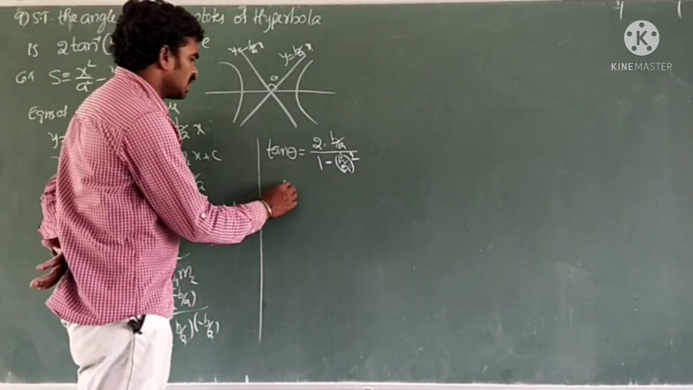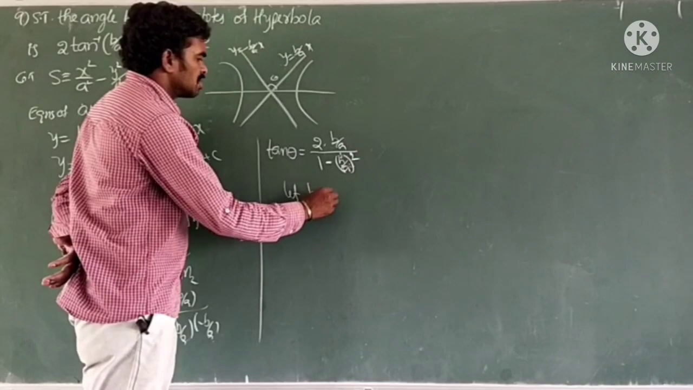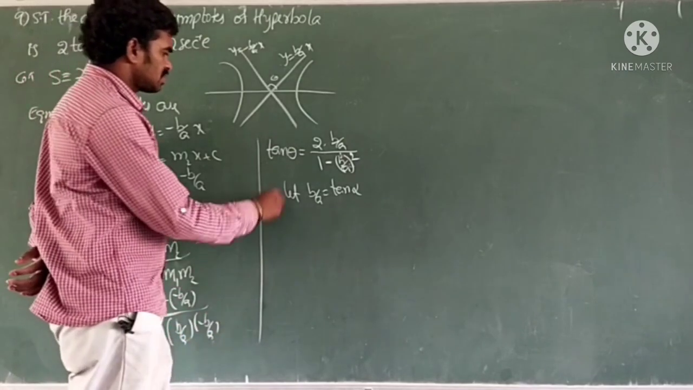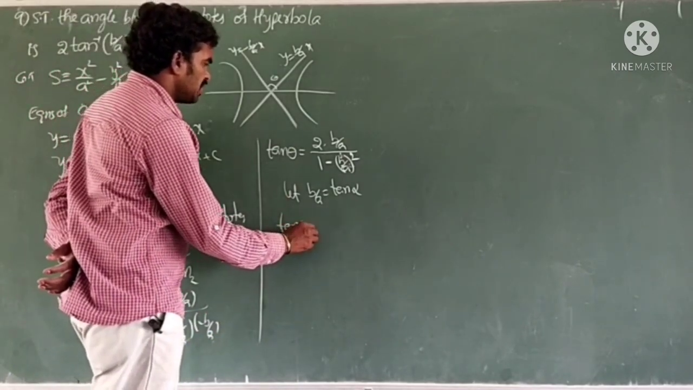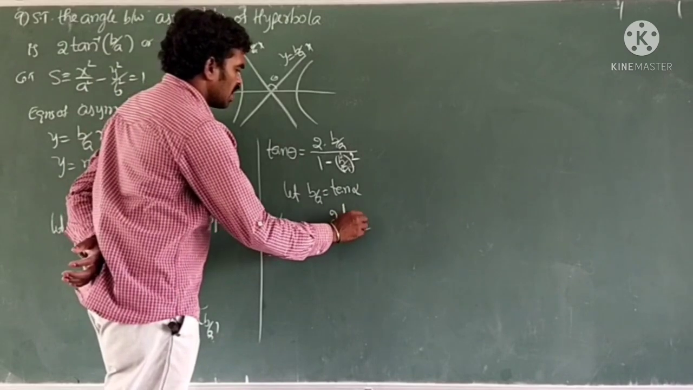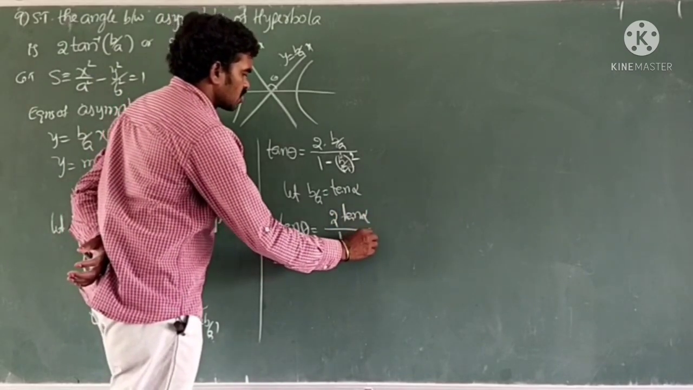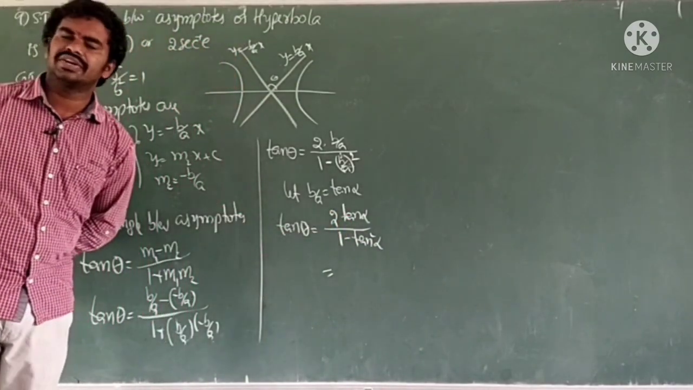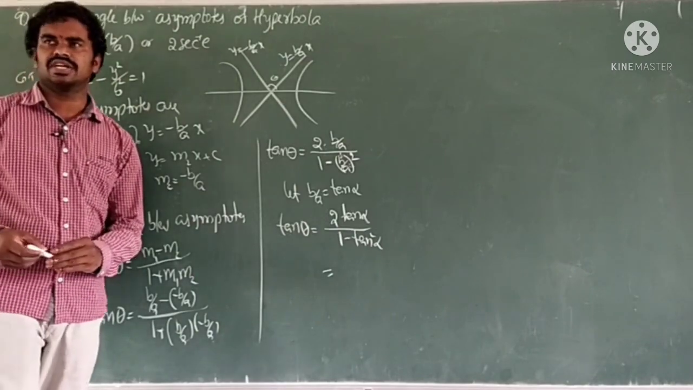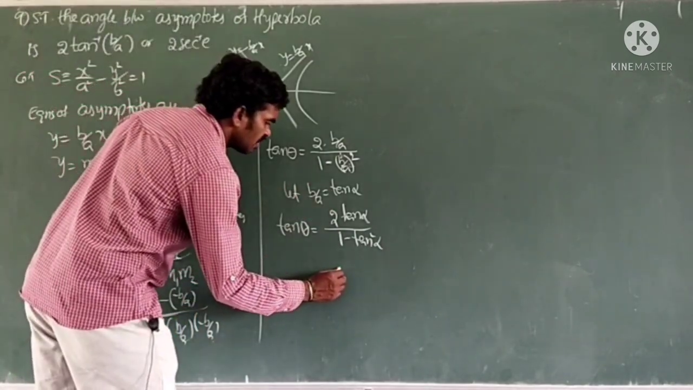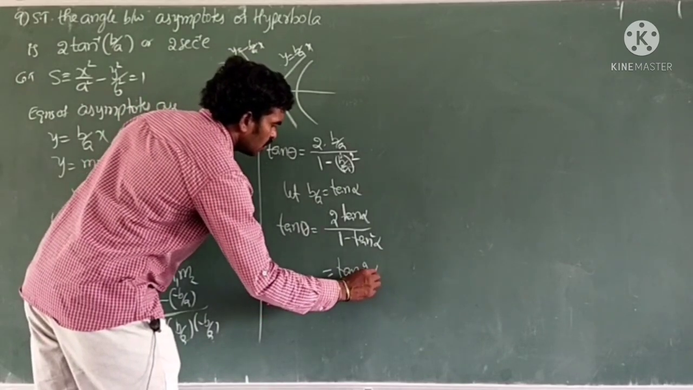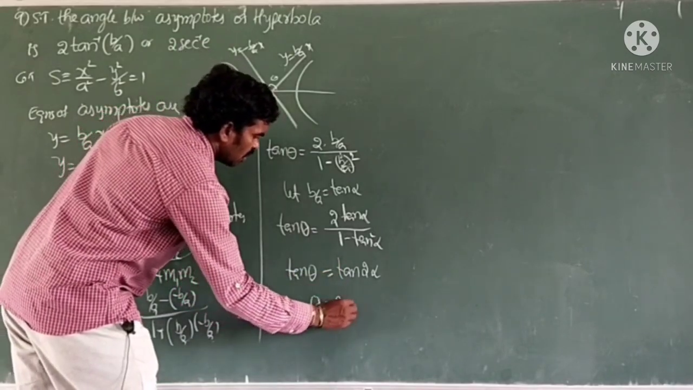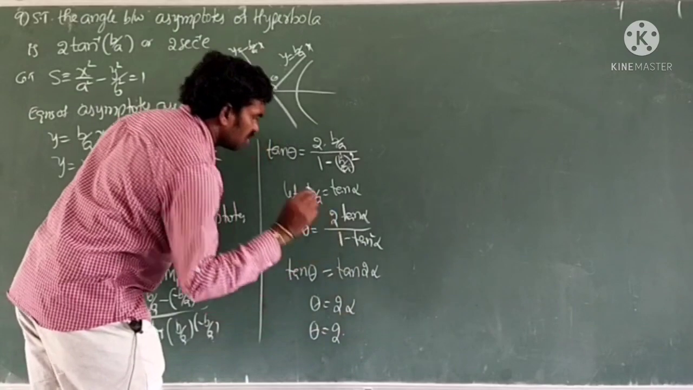So here let me take b by a equal to some tan alpha. Then the equation becomes tan theta equal 2 into tan alpha by 1 minus tan square alpha. So this is the formula of tan 2 alpha. What is the tan 2 theta formula? 2 tan theta by 1 minus tan square theta. Like that, it is in terms of alpha. So this is the formula of tan 2 alpha. So tan theta equal tan 2 alpha, that means theta equal 2 alpha.